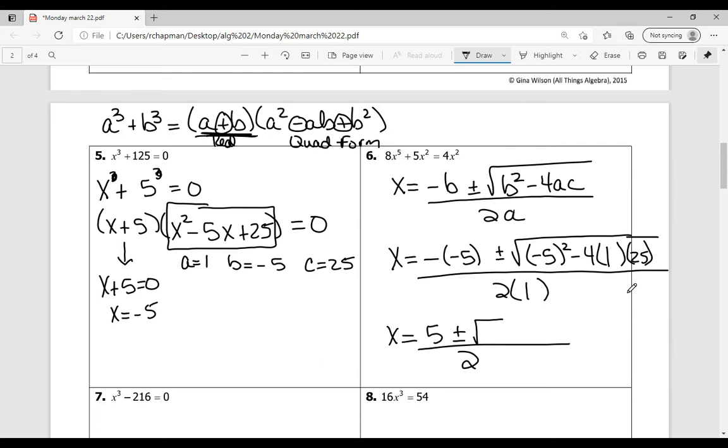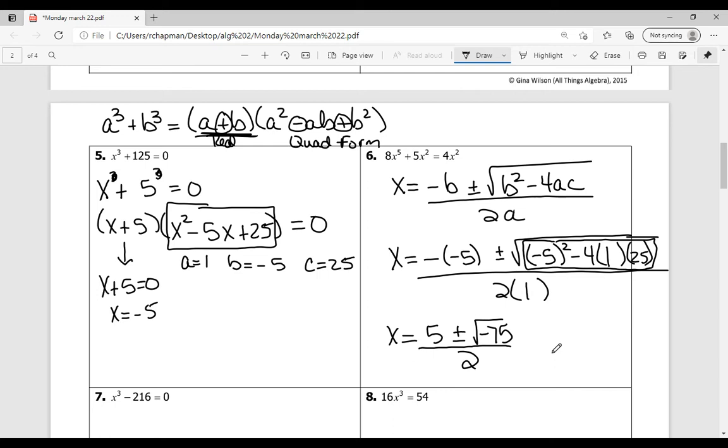All right, so I need the number that ends up under that radical. I will tell you that it's going to be negative. So when you do all this math right here, -5 squared minus 4 times 1 times 25, all this math, what negative number do you come up with? -75. That means my answer to this quadratic is going to be imaginary.